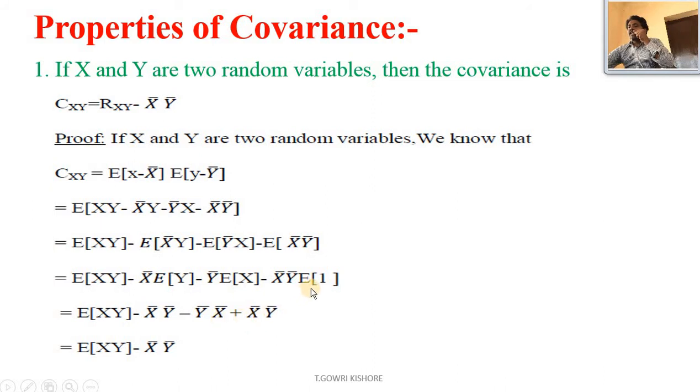and expectation of 1 can be written as 1. Therefore, expectation of xy minus x bar into y bar minus y bar into x bar plus x bar into y bar. So we can cancel these two. At last we will be getting expectation of x into y minus x bar into y bar.